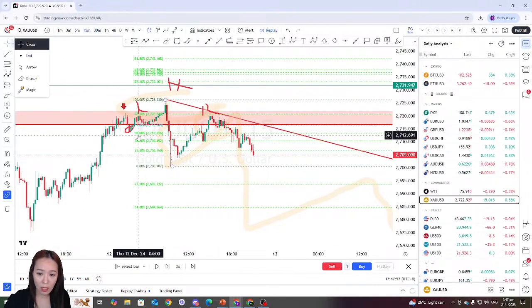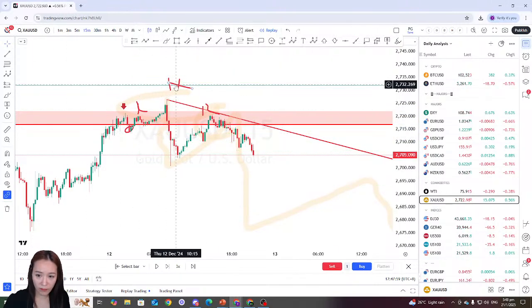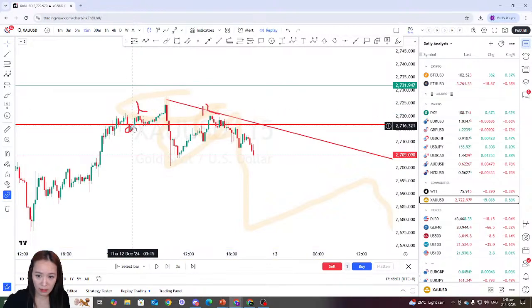Anyone still don't know how to look at the lower time frame to find the entry? I explained this to you already.